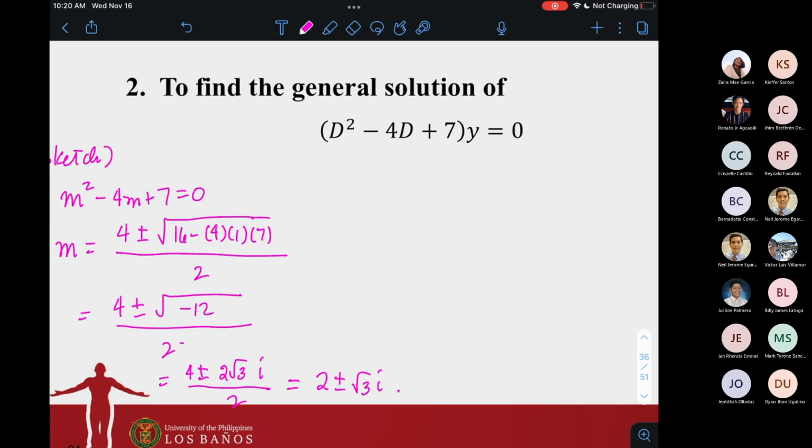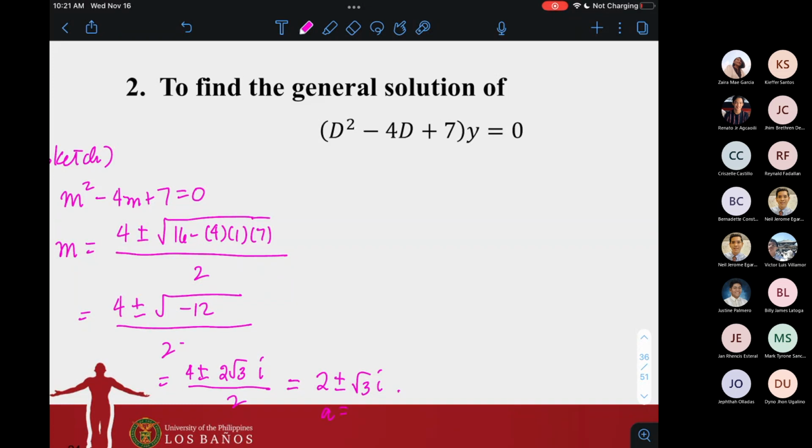All good? I guess this is the hardest part, the most difficult thing to do here: solving the characteristic equation. But is my solution correct? Or is this clear? Okay, can I see some reactions? Thank you, guys. So 2 plus or minus root 3 i.